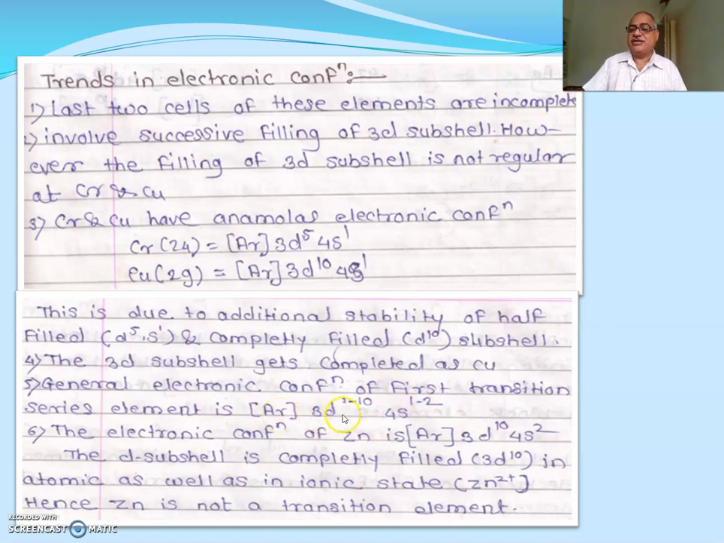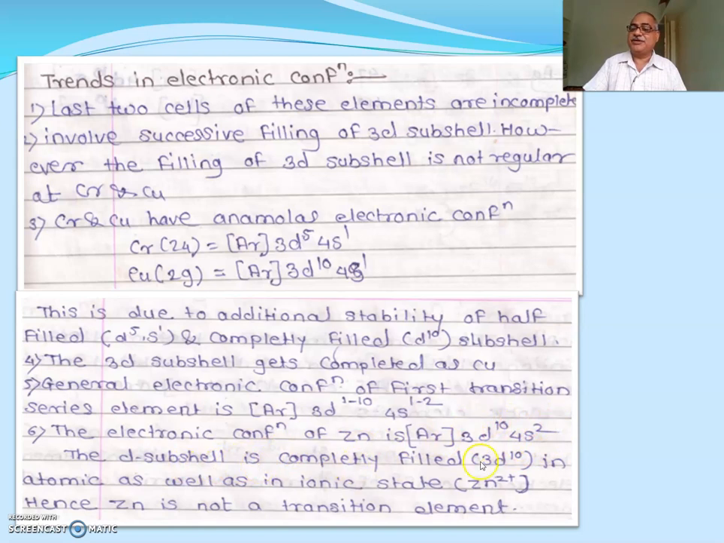This is the general electronic configuration: argon (n minus 1) d 1 to 10, ns 1 to 2. And the electronic configuration of zinc is argon 3d10 4s2, meaning all orbitals or valence energy levels are completely filled.